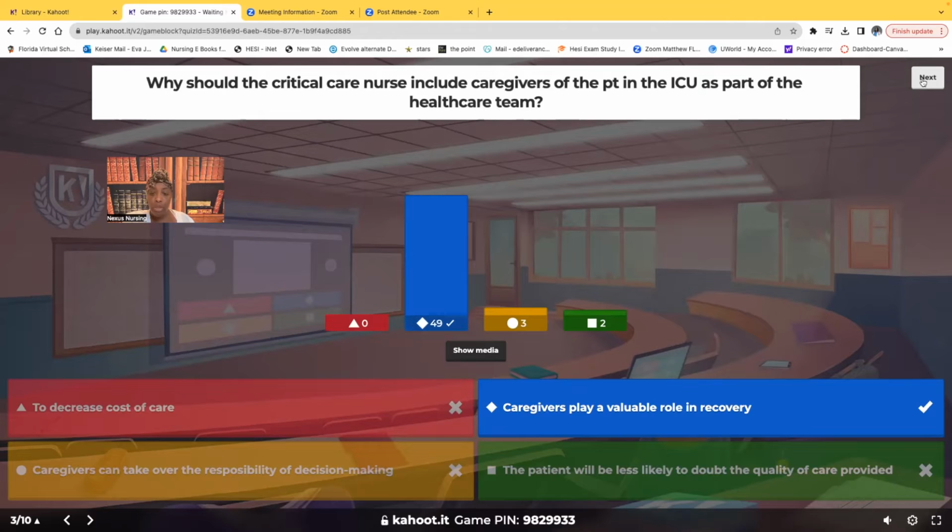And the last choice, 2 people chose this, the patient will be less likely to doubt the quality of care provided. Even though this is true, when we get the caregiver on board, it is true that the patient will be less likely to doubt care provided, but that's not why we're doing it. The reason we're doing it is because we know they're going to play an integral part of recovery when that patient goes home or even when that patient goes to rehab.